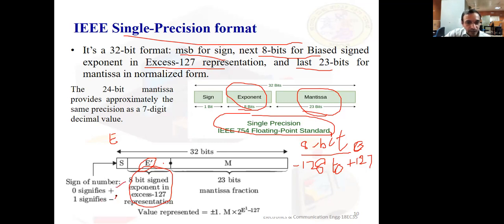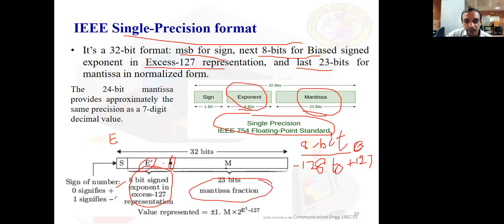0 is positive, 1 is negative. And there is a decimal point here, which is assumed. Please remember, we cannot represent the decimal point in the hardware. You can represent only the numbers, so the decimal point is assumed to be there. That is why it's floating. So that is with respect to the exponent. Based on the exponent value, I can easily know where the decimal point or binary point location is. And this is the mantissa fraction.